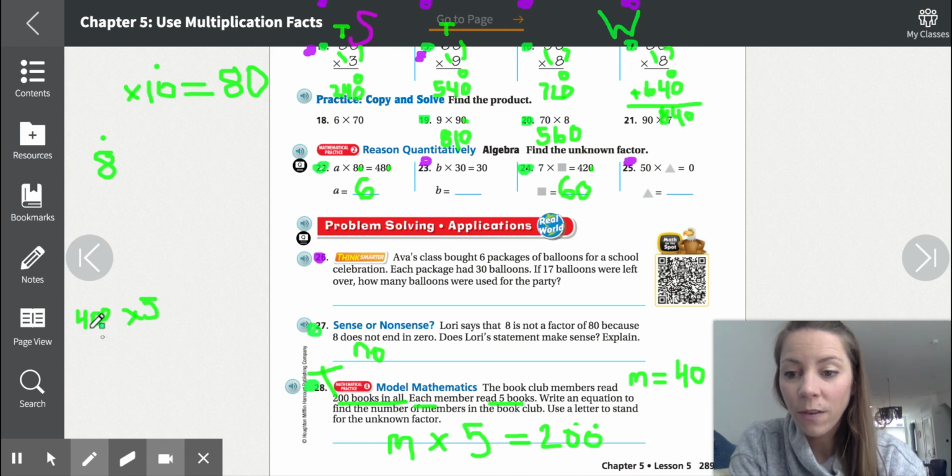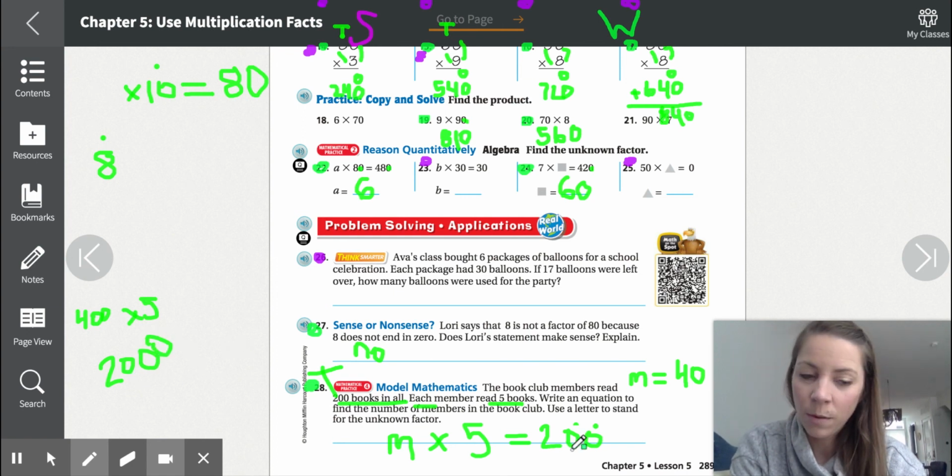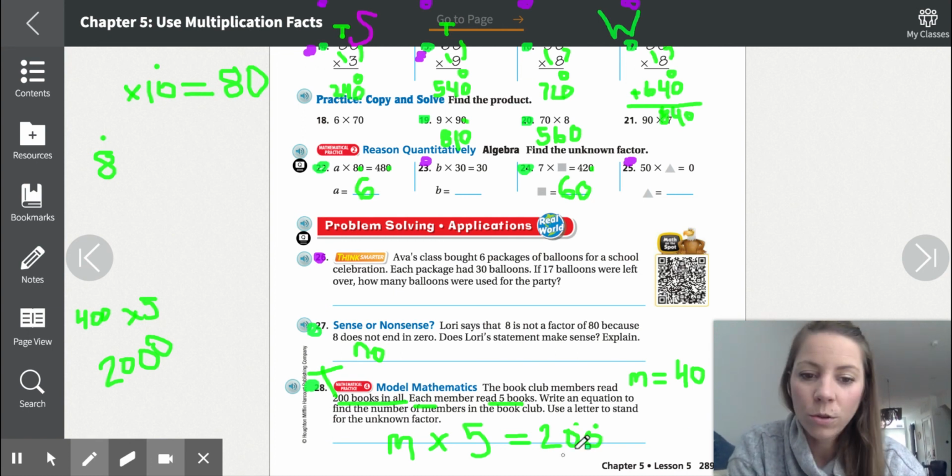400 times 5 would be 4 times 5, which is 20, and then 2 extra zeros. And that's not how many books that I want, okay? So really, I just have 1 zero here, but 4 times 5 equals 20 has its own zero too. So that's why there's 2 zeros here, because the product of 4 times 5 has a zero in it already.